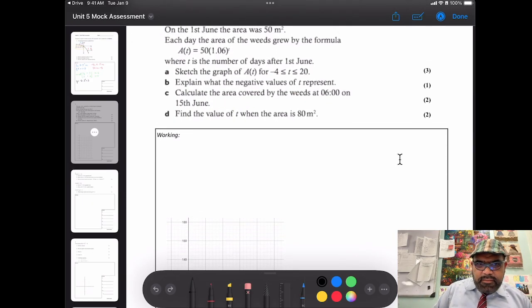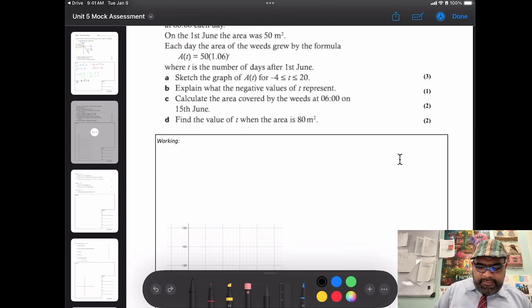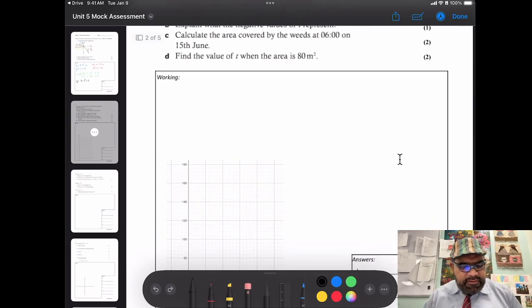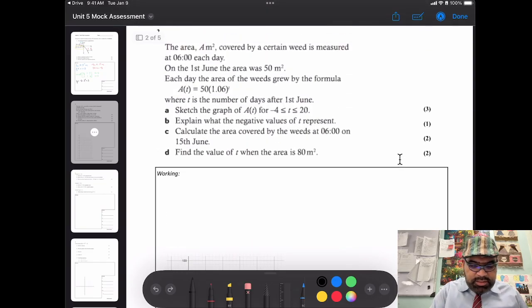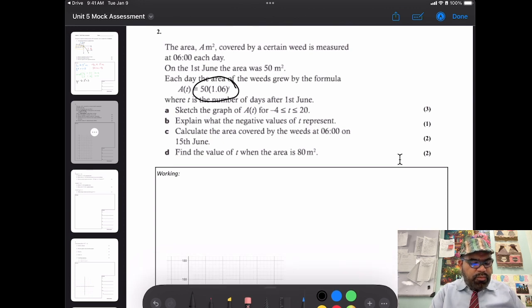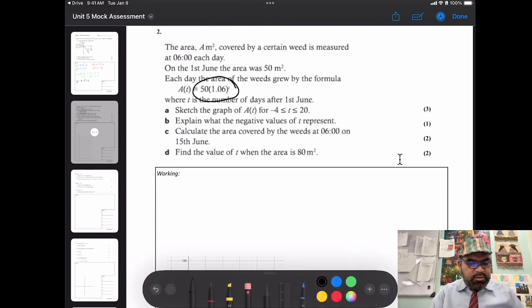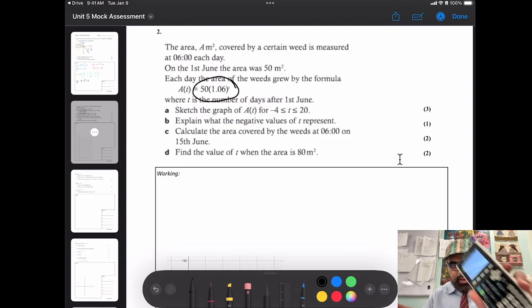Step number 1, sketch the graph. Guys, to sketch the graph, you have to have your calculator, your TI-84, as you see here. First thing to do is Y equals. What I'm going to graph in Y equals is the equation you're going to see here: 50, 1.06 in parentheses, close parentheses, to the power of x, okay? We don't have t here, we have x, okay?